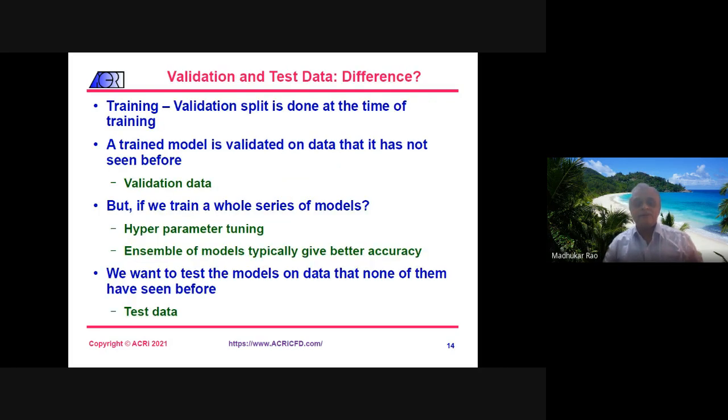So what is the difference between validation and test data?